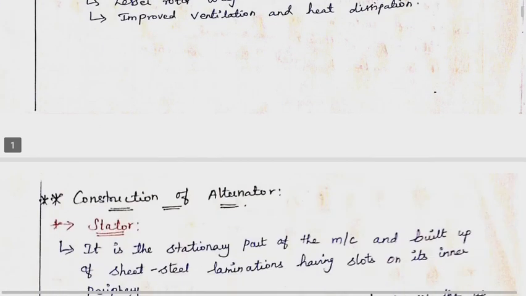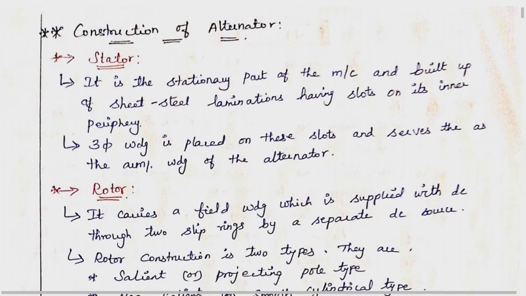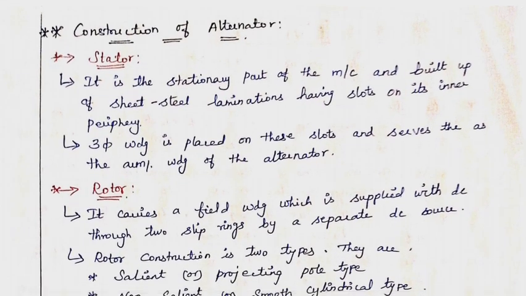Then we will see about the construction of the alternator. In the construction of the alternator, two major parts will be discussed. The first one is the stator and the next one is the rotor. The stationary part of the machine is called the stator. The rotating part of the machine is called the rotor.